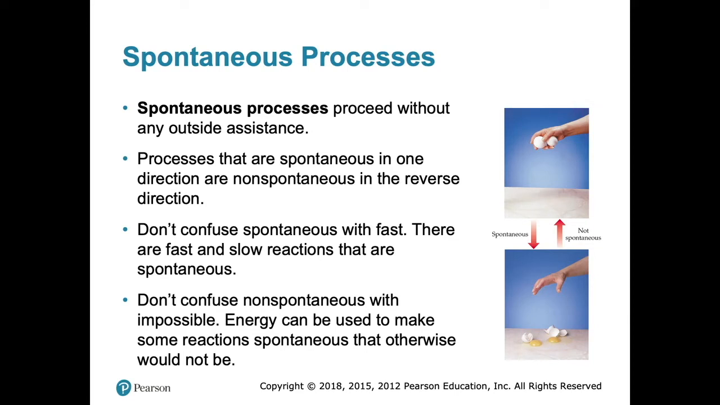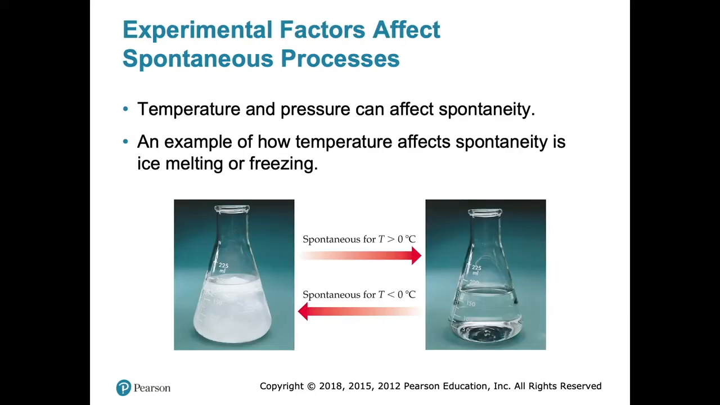We're still on the same train here: the spontaneity of processes. Temperature and pressure can also affect spontaneity, right? These are examples of how temperature affects spontaneity in ice melting or freezing. Just know that temperature and pressure do affect spontaneity, and an example of how temperature affects spontaneity is the freezing or melting of ice.